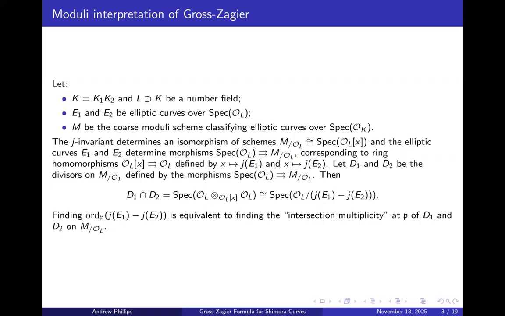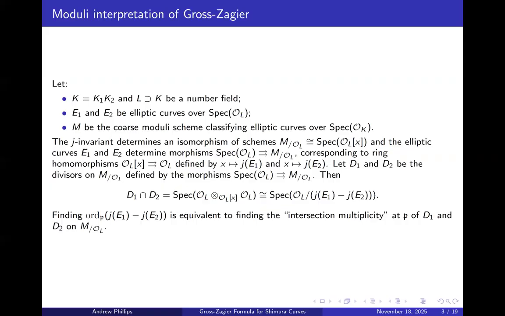So the point is that we can look at these 2 morphisms from spec OL to M. Even though they're not closed immersions, through the scheme-theoretic image we can view them as divisors on this affine line, and then we can look at the intersection of these 2 divisors. Abstractly, it's spec of this tensor product, which you can work out here. If you take a tensor product of 2 rings like that, where you make OL an algebra over OL[X] through the J invariant, we get this quotient of OL mod the difference of the 2 J invariants.